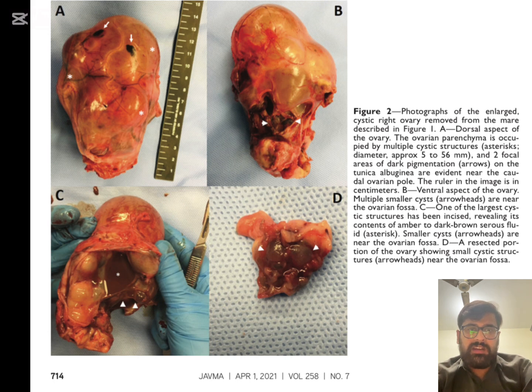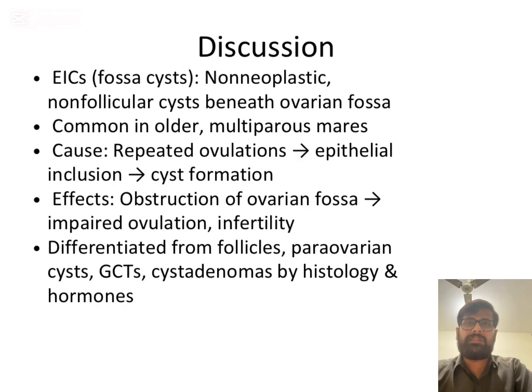These cysts originate from the invagination of the surface epithelium at the ovulation fossa, which traps the fluid, leading to the inclusion cyst. Epithelial inclusion cysts, also known as fossa cysts, are non-neoplastic and non-follicular structures that develop beneath the ovarian fossa lining in mares. They are common in older multiparous mares and are thought to result from repeated ovulation causing the inclusion of epithelial cells. As these cysts enlarge, they can obstruct ovulation and lead to infertility.